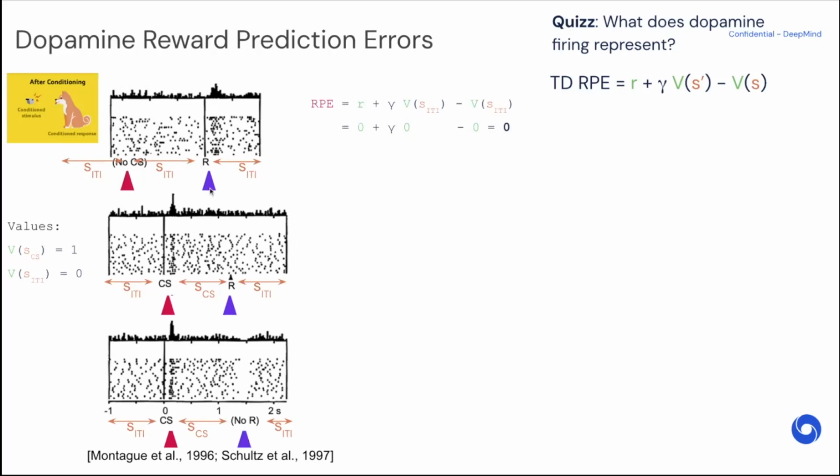Now let's move to this purple state here and calculate the reward prediction error in the same way. So now we have an immediate reward, and we move into the ITI state, and we come from the ITI state.